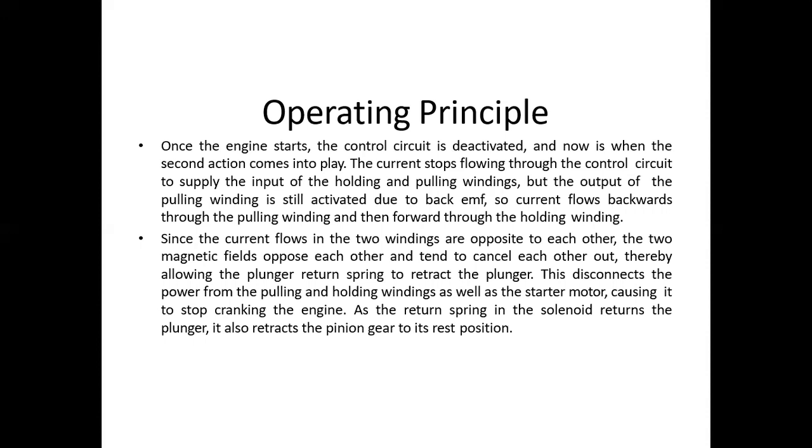Once the engine starts, the control circuit is deactivated. Now the second action comes into play. Current stops flowing through the control circuit to the input of the holding and pulling windings, but the output of the pulling winding is still active due to back EMF. So current flows backward through the pulling winding and then forward through the holding winding. Since the current flows in the two windings are opposite to each other, the two magnetic fields oppose each other and tend to cancel each other out, thereby allowing the plunger return spring to retract the plunger.